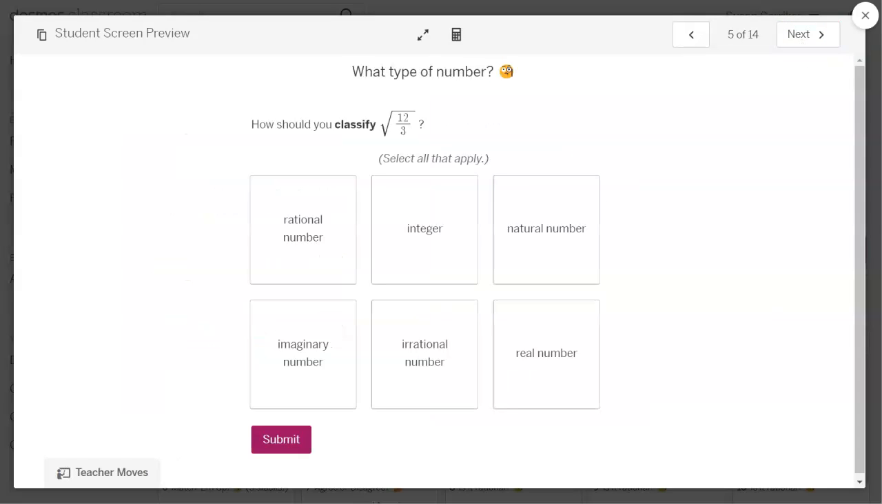All right, now we're going to do some classifying. These are self-checking. When they do get them right, they will get a little message that tells them it's right. So let them know if you're not seeing a message saying you're right, you need to keep trying. They will check all that apply. Now, one of the misconceptions is that a number with a square root symbol in it is automatically irrational. That is something a lot of students assume, but that is not true. So they would first, of course, need to simplify this expression to see what it is simplified, and then they can make a better judgment as to what type of number it is.